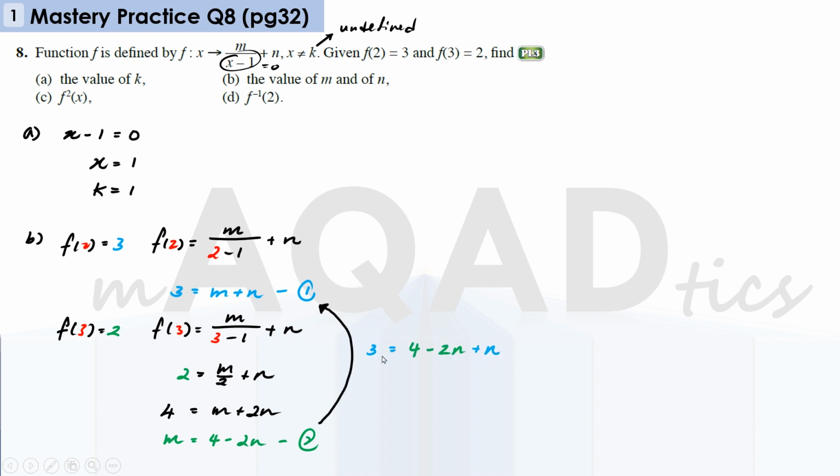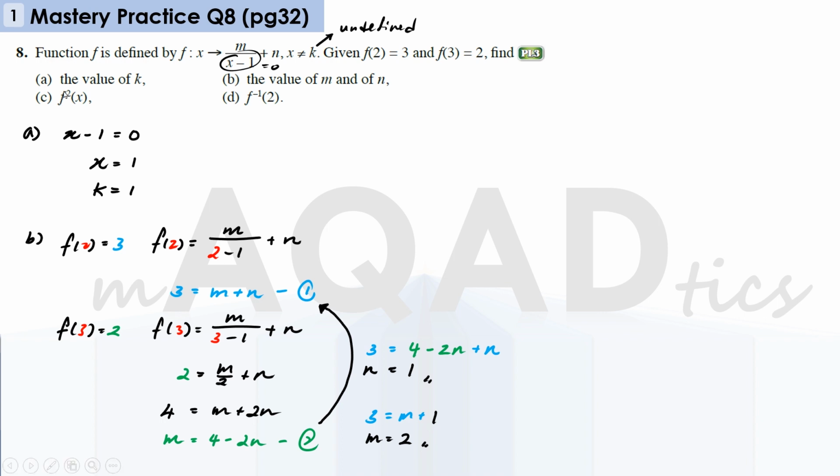Okay, so now we have these two equations already, then I substitute the second equation into the first equation. So you can see that 3 equals 4 minus 2n. Originally it was m, okay, and plus n. So I rearrange a bit, find the value of n, which is 1, and then for this value of 1, I substitute back to find the value of m. Okay, so m equals 2.